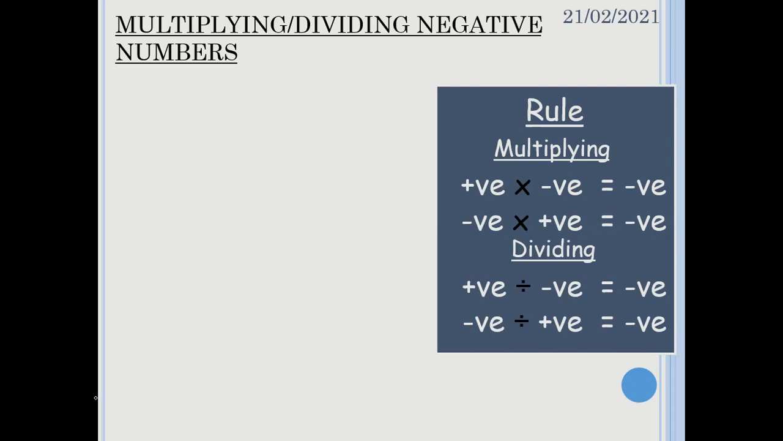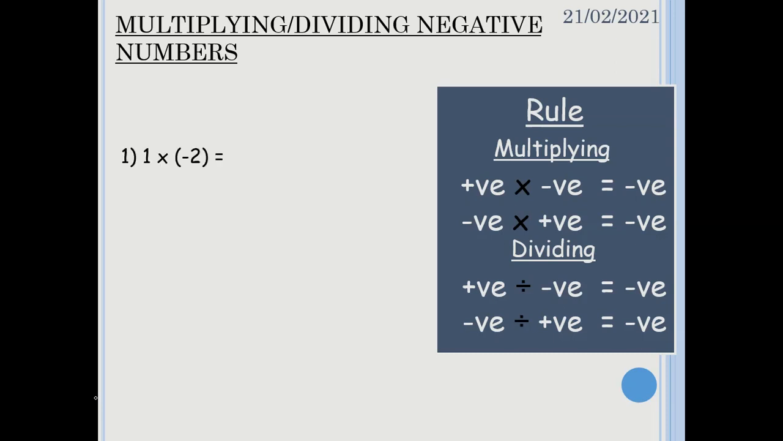If you're dividing, the same idea applies. If there is a different type of sign in front of the numbers, the answer is going to be negative. So let's have a look at some examples and how you would tackle these if it was going to be you.